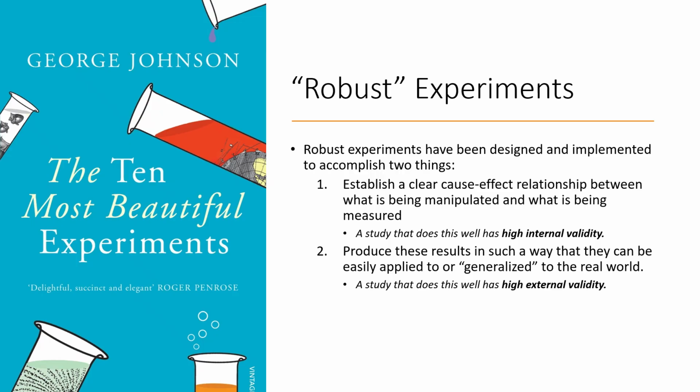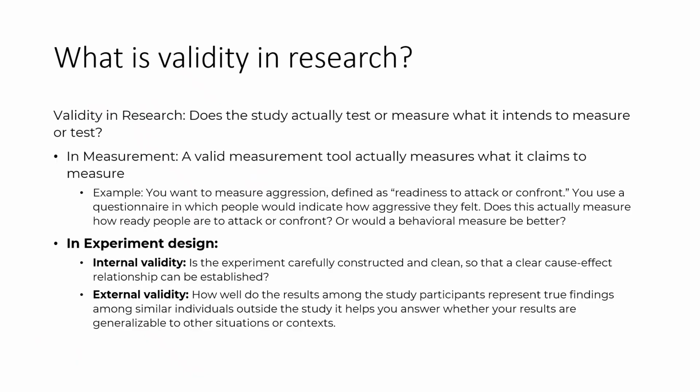First, they need to establish a clear cause-effect relationship between what is being manipulated and what is being measured. And secondly, it needs to produce these results in such a way that they can be easily applied to or generalized to the real world. So science doesn't want to stand in isolation. It wants to test a phenomenon or a relationship and then make sure that it fits in a broader population.